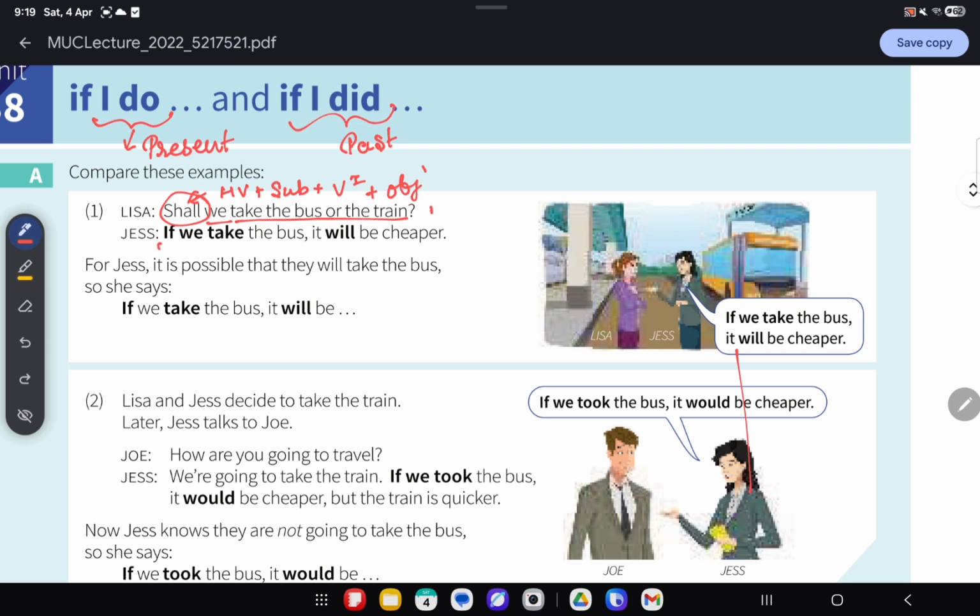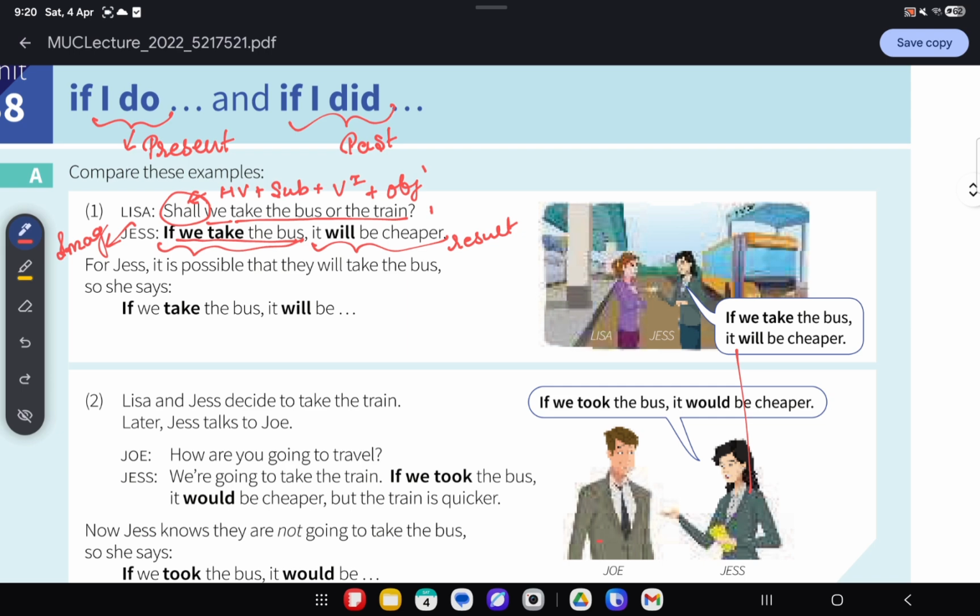So basically we have two parts. एक है if we take the bus, अगर if we do something, what will be the result? It will be cheaper. वो सस्ता होगा. Cheap माने सस्ता. It will be in the future. We talk about future. It will be cheaper if we take the bus. अगर हम बस लेते हैं, it is an imaginary sentence. So imaginary sentence में अगर if से start हो रहा है and we use present, then what is the result? So it will be cheaper.